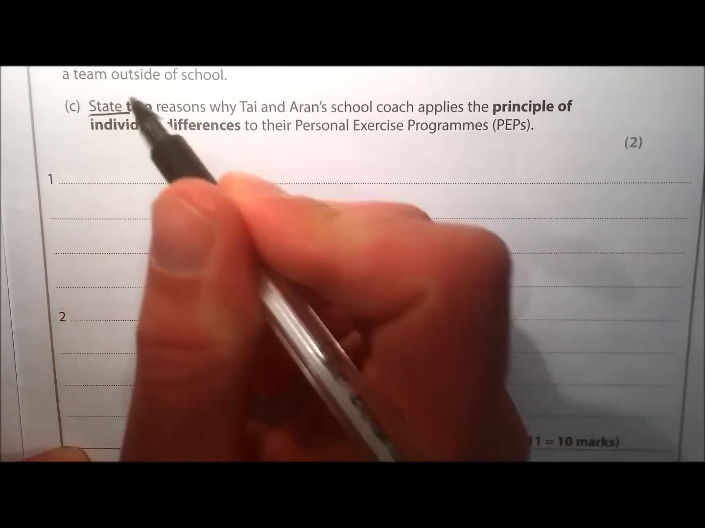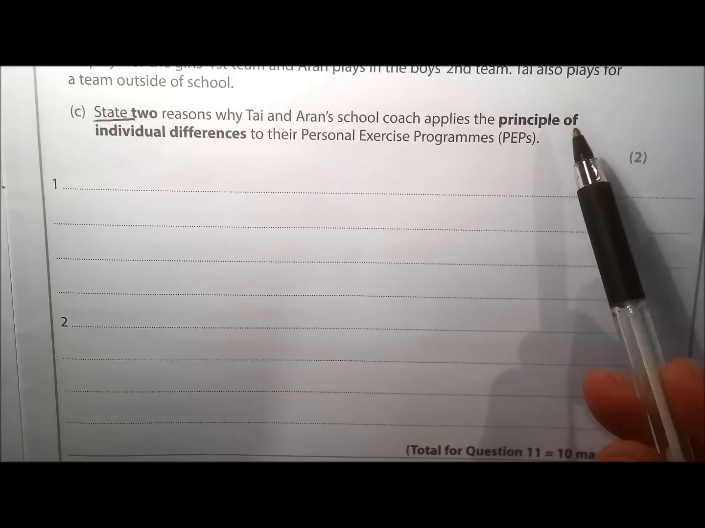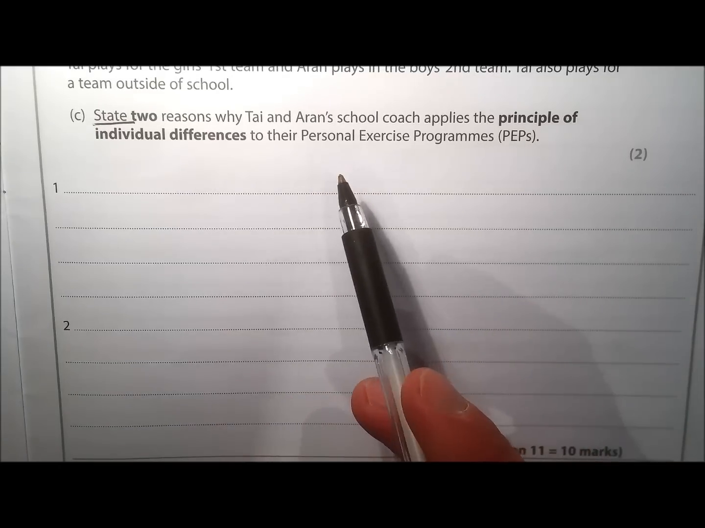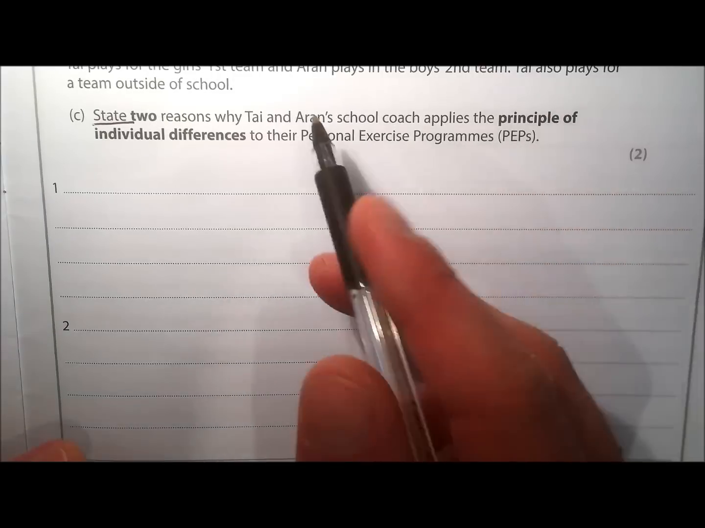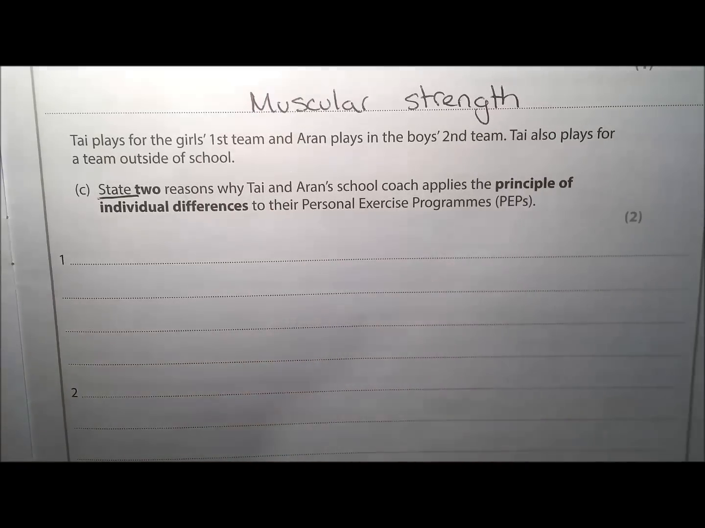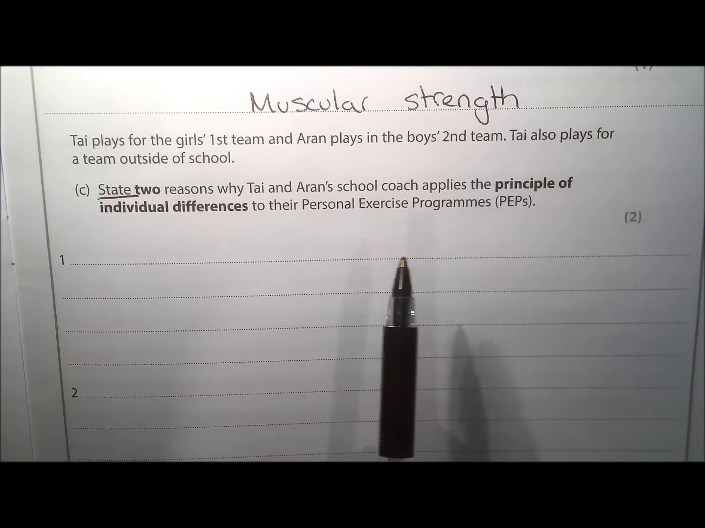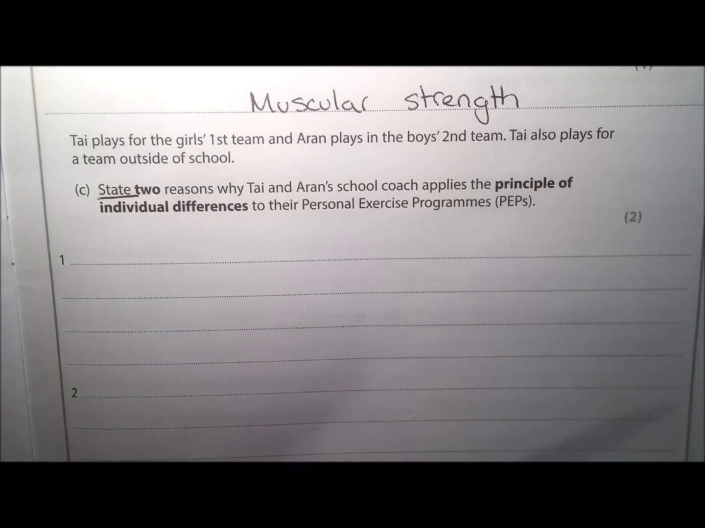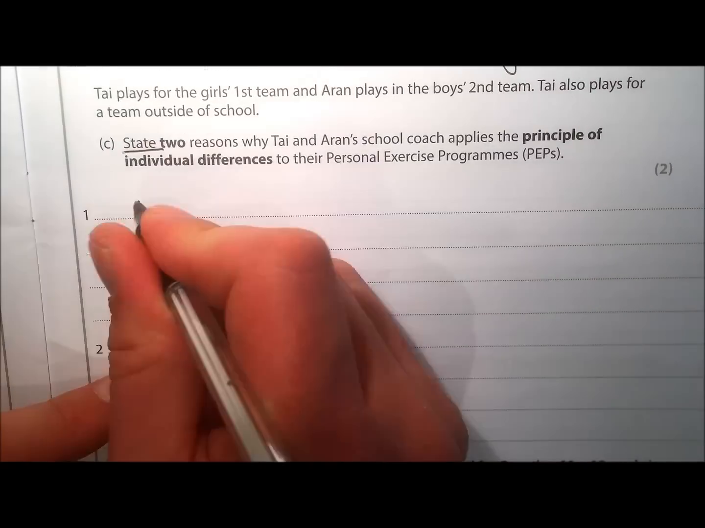Here the question asks us just to state, so we don't need to give long explanations, but we do need to say why individual differences is important for both of their PEPs. We can see already that they play in different teams, so perhaps they have a different level of fitness or a different ability, and also everybody's PEP should be different because it must take into account their own individual needs, their own health issues, medical needs, and baseline starting levels. So we just need to pick two differences.